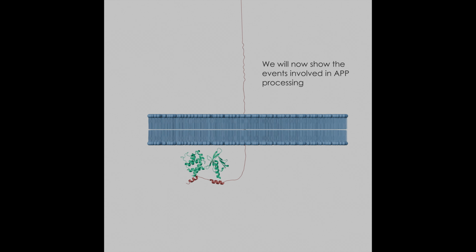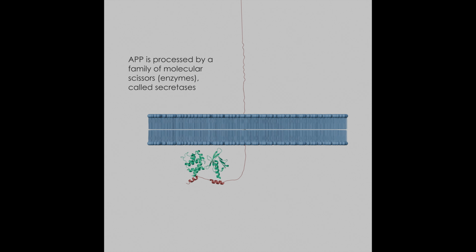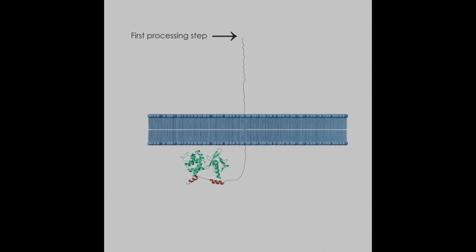We will now show the events involved in APP processing. APP is processed by a family of molecular scissors, otherwise known as enzymes, called secretases. The first processing step. Here we show what APP looks like after it's been cut by the beta secretase.